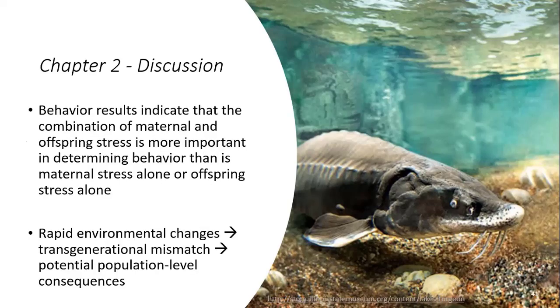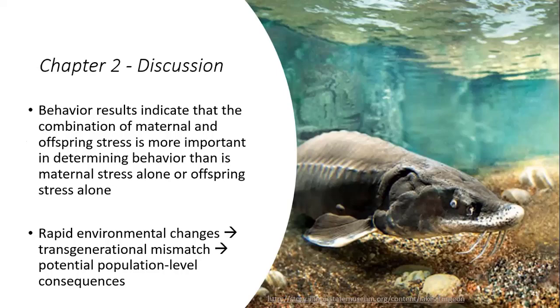Overall, the behavior results indicated that it's the combination of maternal and offspring stress that's more important in determining behavior than is maternal stress alone or offspring stress alone. So in other words, the maternal and offspring experiences are interacting to determine what the offspring phenotype ends up being.